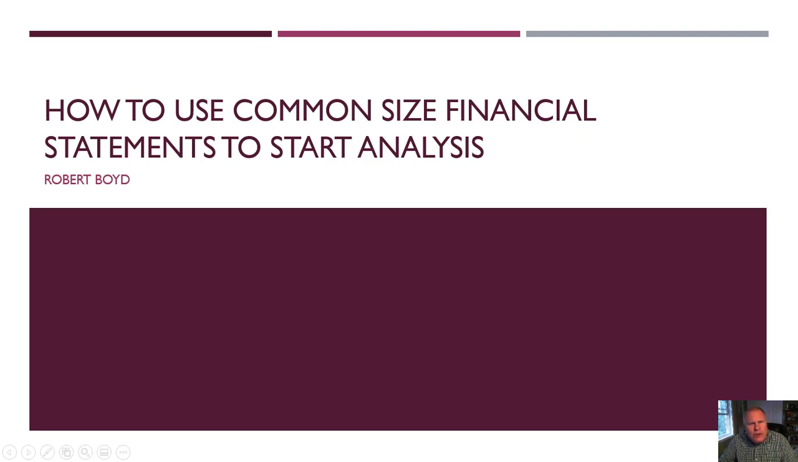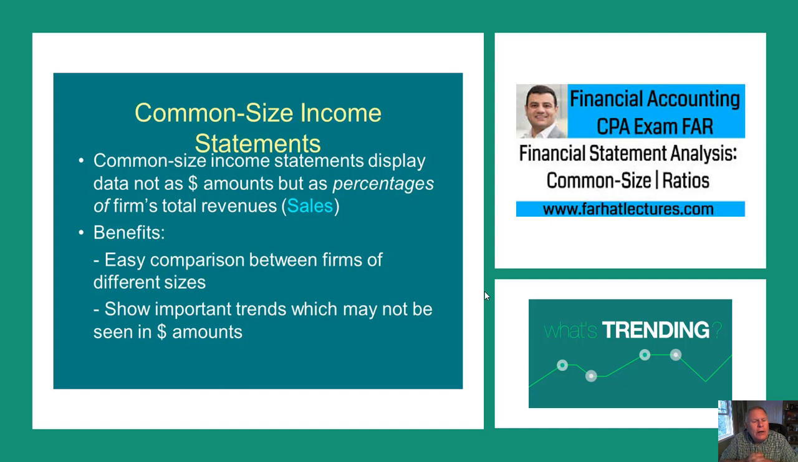Good day. This short module is how to use common size financial statements to start the analysis process. As a review, common size income statements display everything not as dollars, but as percentages of sales. When we look at dollars, dollars can be misleading. If we're looking over a time period, over a trend, seeing the percentage relationship of an expense to the total sales is more meaningful. So we can look at the trend and try to identify different things that may be happening.